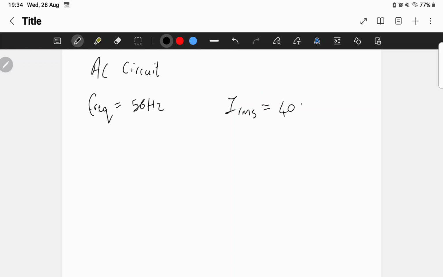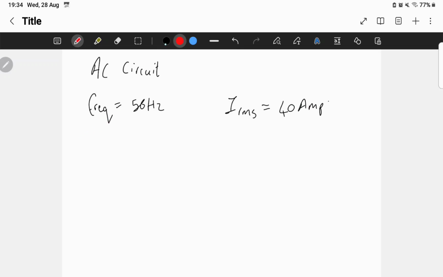In today's class, we will be looking at question number 4, which is alternating current. So we're at question number 4, which is AC circuits. Going to be looking at AC circuits in today's lesson. For this question, they give us the frequency, which is equal to 50 hertz, and the root mean square value, so I root mean square is equal to 40 amps.